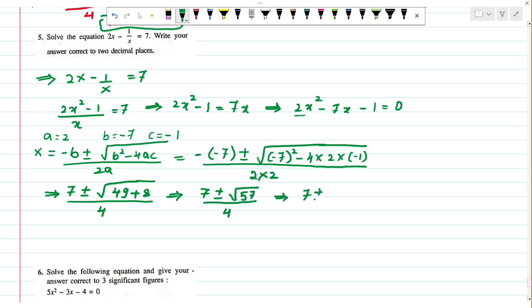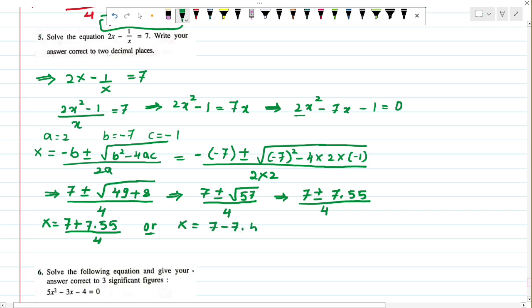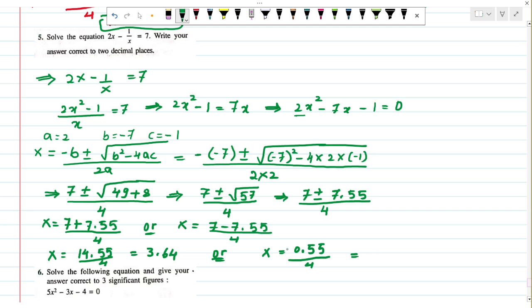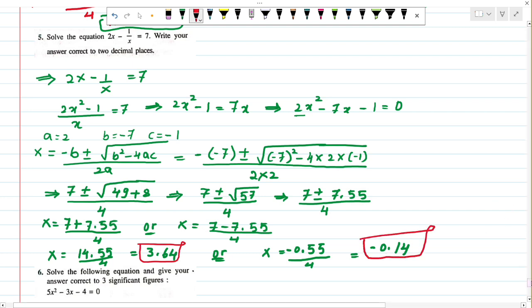So 7 plus or minus, root 57 value is 7.55, divided by 4. I'll get the two possibilities. x is equal to 7 plus 7.55 divided by 4, or x is equal to 7 minus 7.55 divided by 4. I'll get x is equal to 14.55 divided by 4, which is equal to 3.64, or x is equal to minus 0.55 divided by 4, which gives minus 0.14. So these two are the values of x, that is 3.64 or minus 0.14. I hope this is clear.